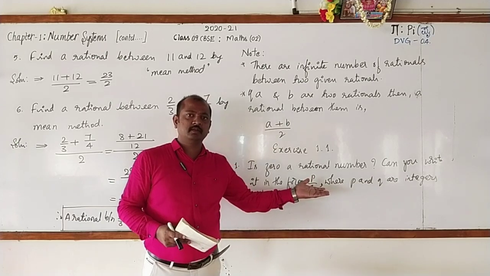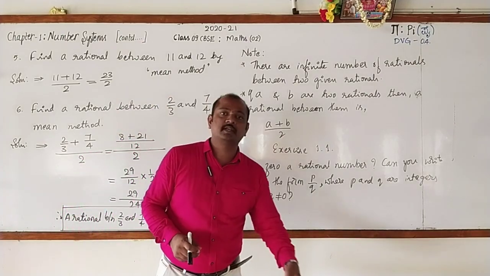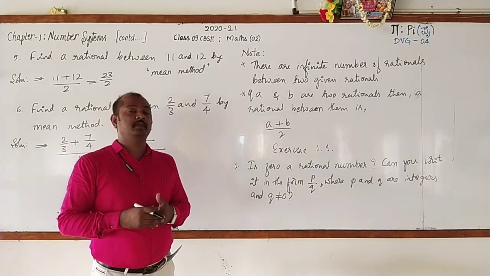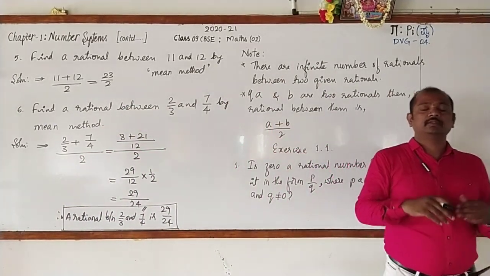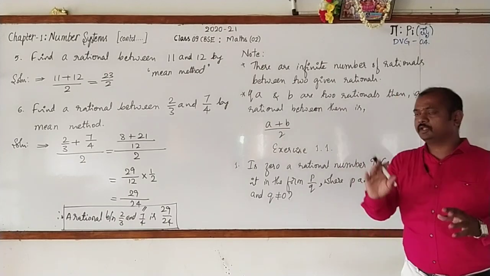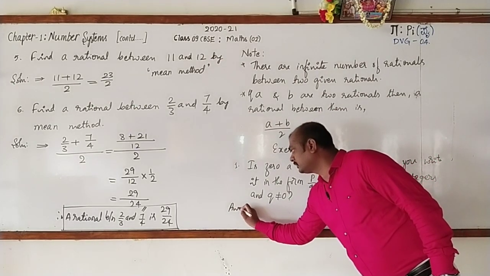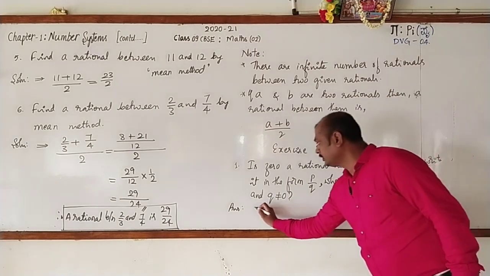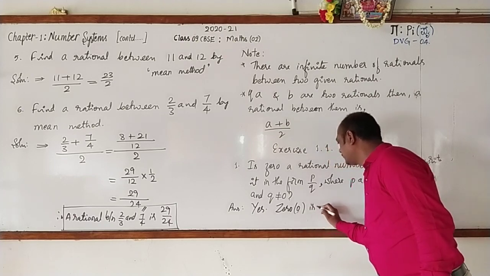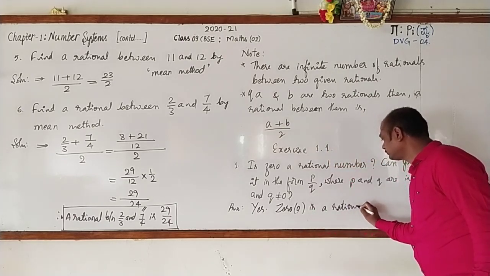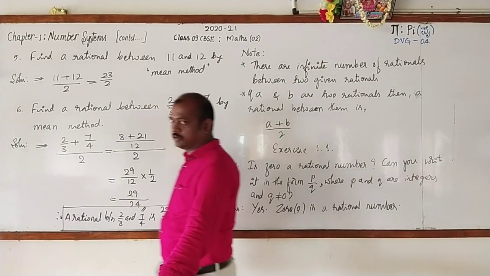Is 0 a rational number? Yes, 0 is a rational number. That we have already come to know. Why 0 is to be considered as a rational number? Because 0 can be written in the form of P by Q. How? 0 is equal to 0 by 3, 0 by 1, 0 by 5, any number. So let us go for answering that. Answer? Yes. 0 is a rational number.